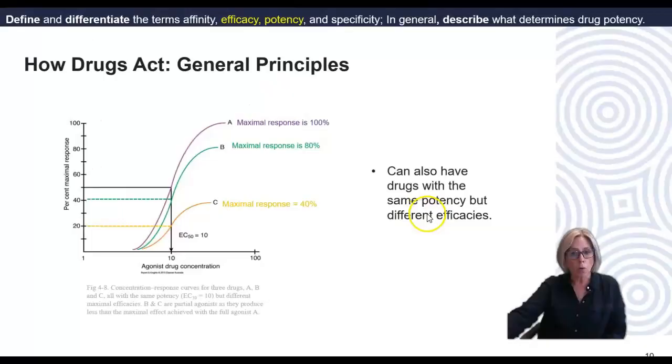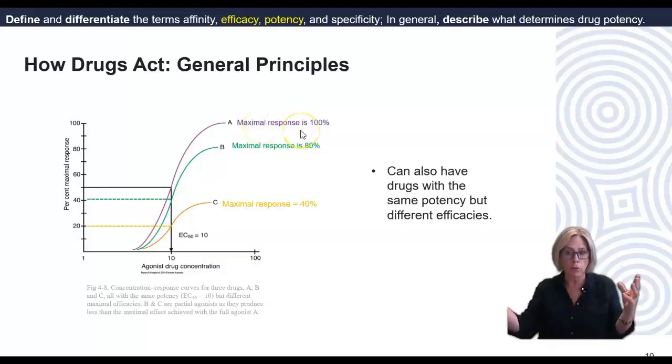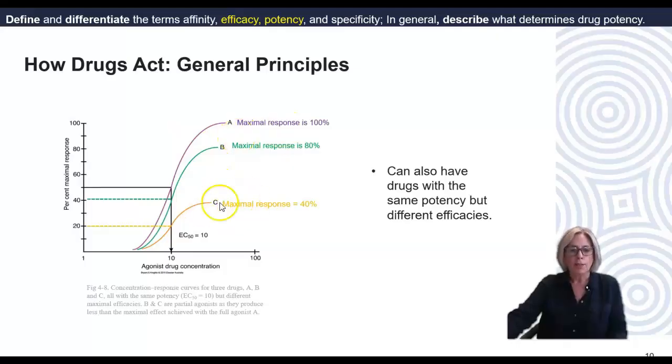Now let's look at drugs with the same potency, but different efficacies. Let's keep with the bronchodilators for this example too. You can see that the purple curve here is producing the maximal bronchodilation, okay? But we've got drug B here, which, no matter how much you increase the drug concentration down the bottom, you're never going to get it to produce the same amount of bronchodilation as the purple curve. And then C is only producing its maximal response of 40% here.